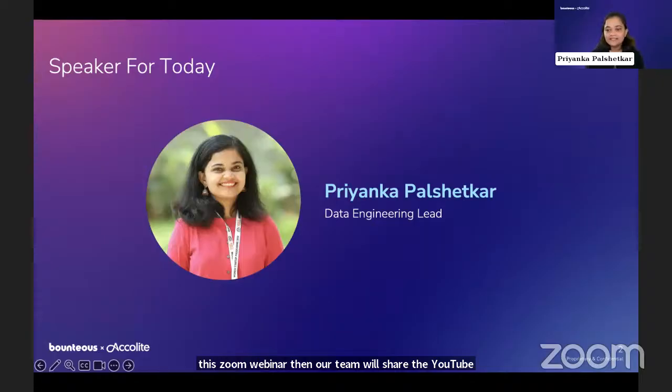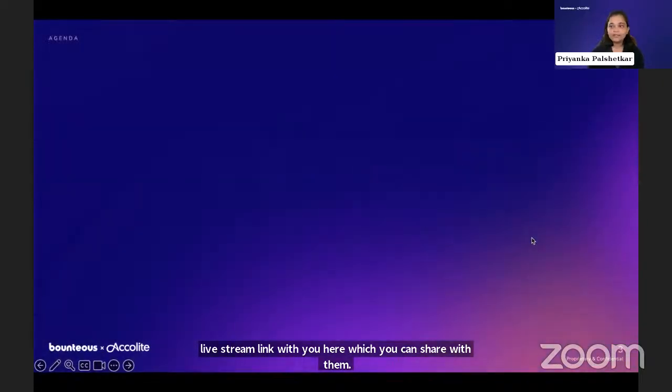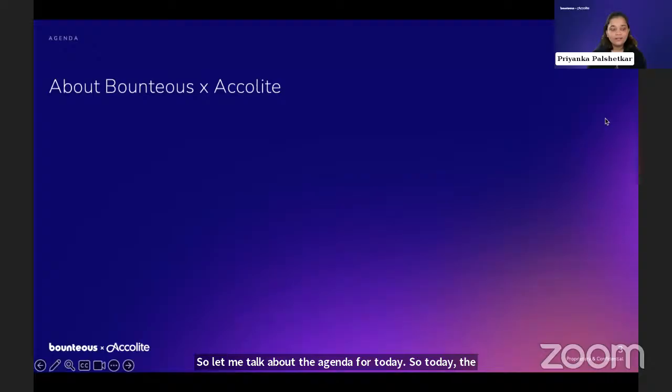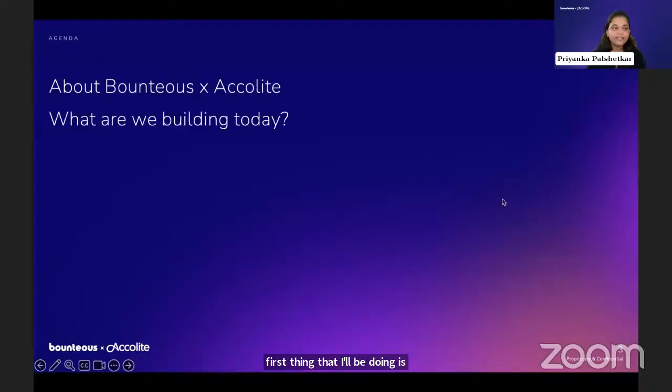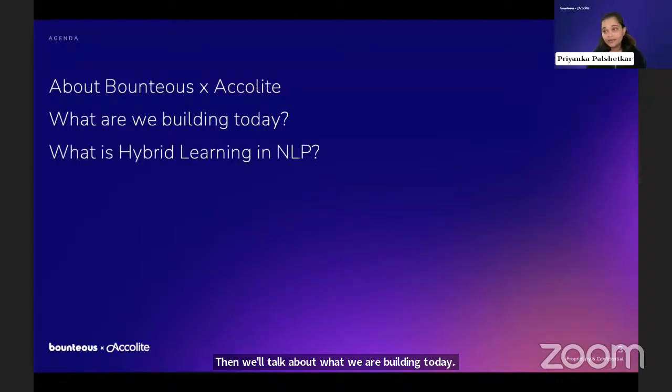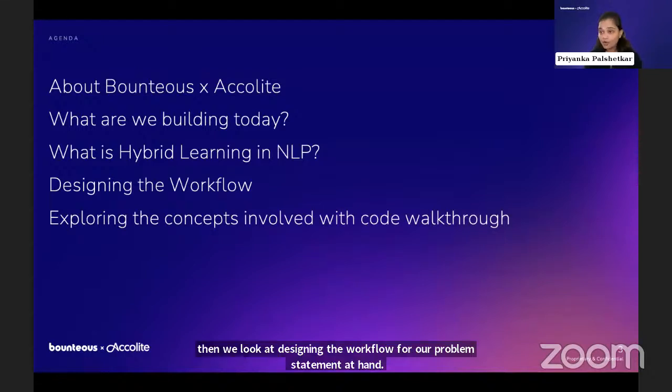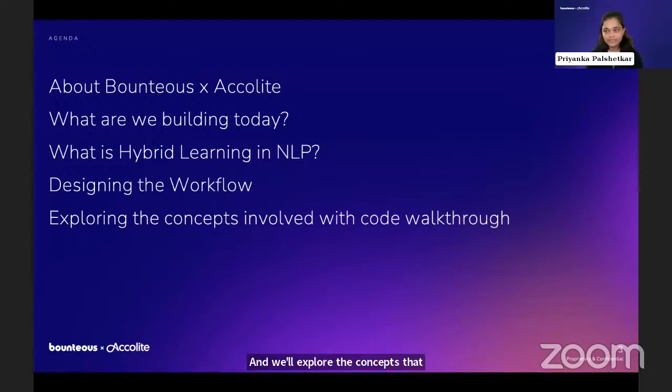So let's begin. Let me talk about the agenda for today. The first thing I'll do is talk about my company, Bounteous Accolite. Then we'll talk about what we are building today, the problem statement that we are solving. Then we'll talk about hybrid learning in NLP, because we are going to do hybrid text classification today, right? And then we look at designing the workflow for our problem statement at hand. We'll explore the concepts involved in our solution, and I will do a code walkthrough with you.